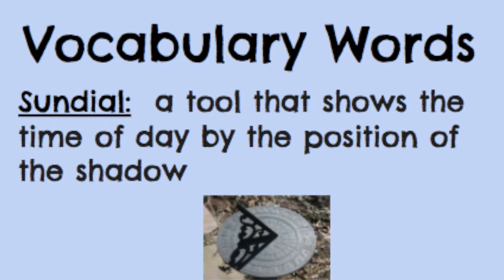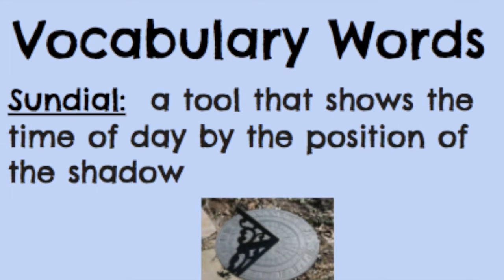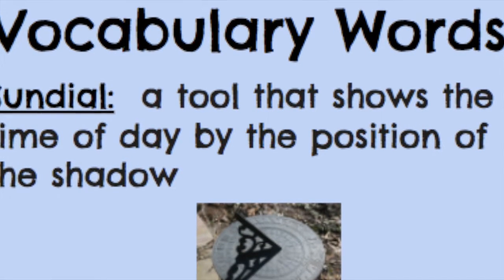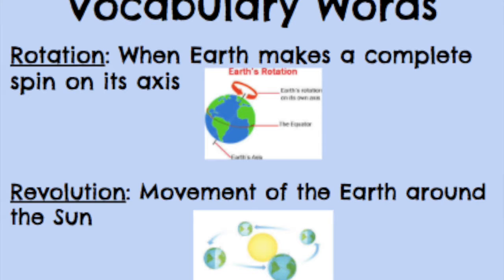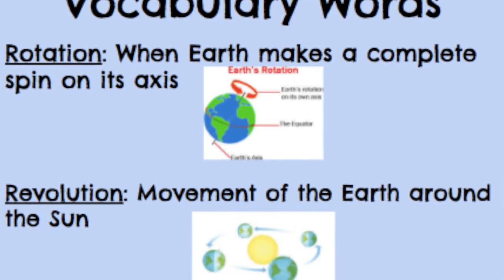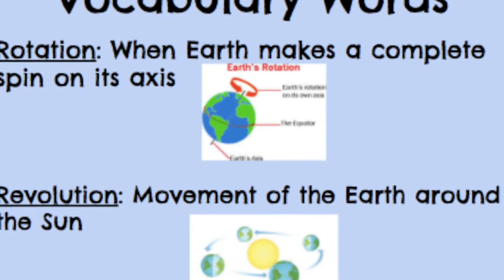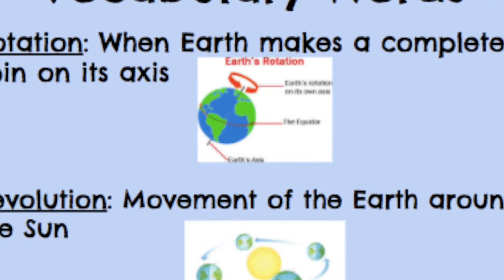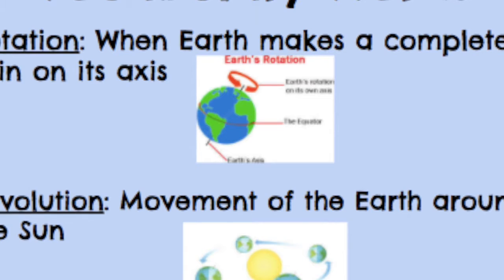One of the vocabulary words for our lesson today is sundial, and a sundial is a tool that shows the time of day by the position of a shadow. We also have the word rotation, and that is when the Earth makes a complete spin on its axis, and the word revolution, which is the movement of the Earth around the sun.